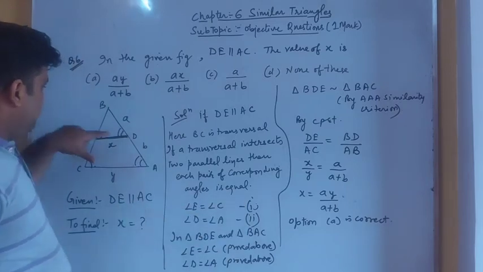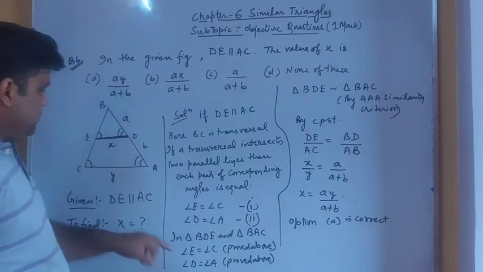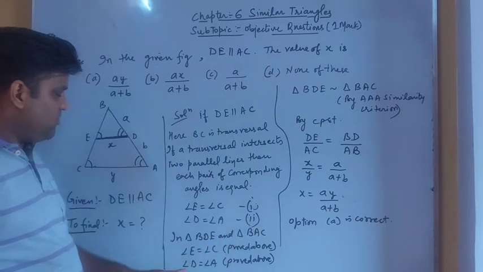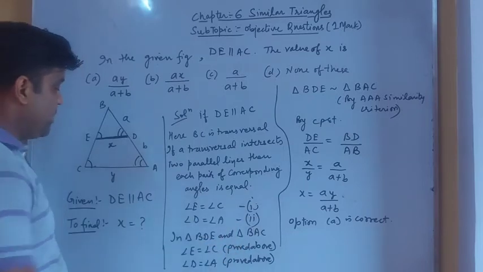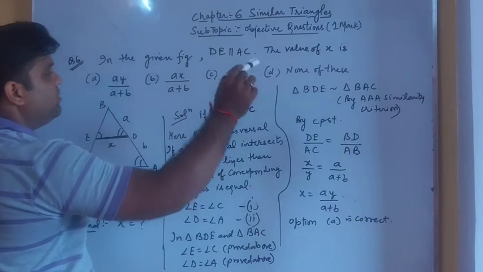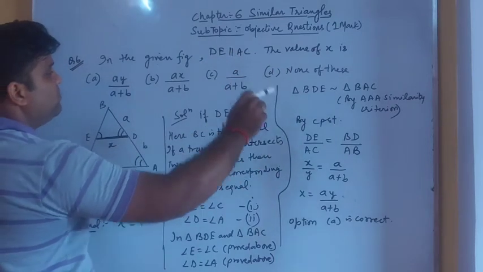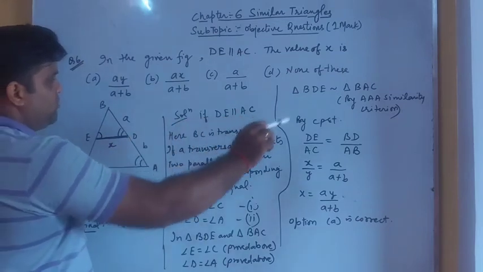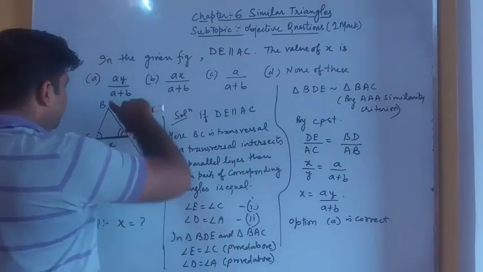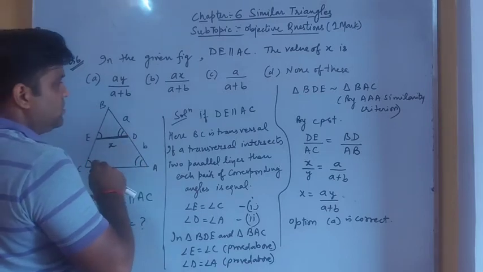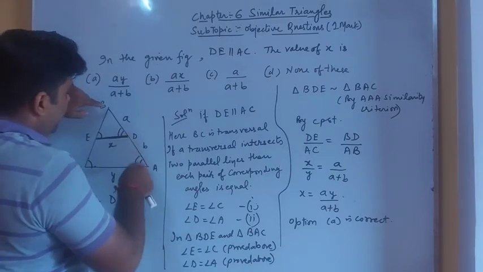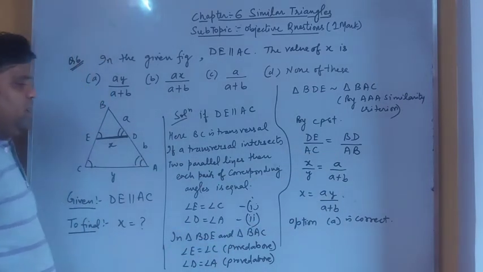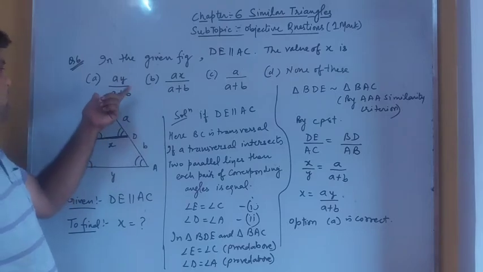Let us look at triangle BDE and triangle BAC. Here angle E is equal to angle C, which we have proved above, and angle D is equal to angle A, which we have proved above. So by the angle similarity criteria, triangle BDE is similar to triangle BAC. By CPST, corresponding sides of similar triangles, we write DE by AC is equal to BD by AB. On putting all the values, we get the value of x equal to ab upon a plus b. So by this we can say that our option is correct.